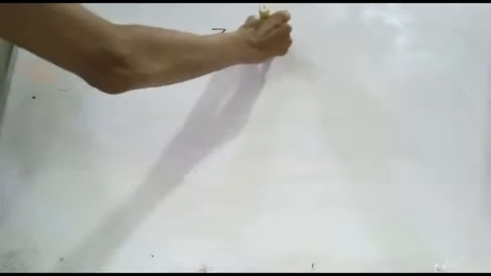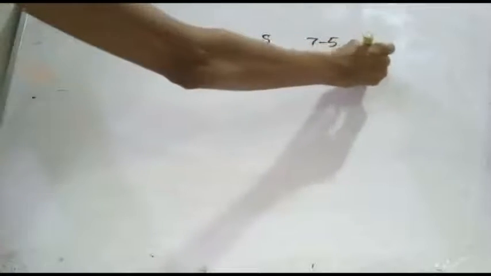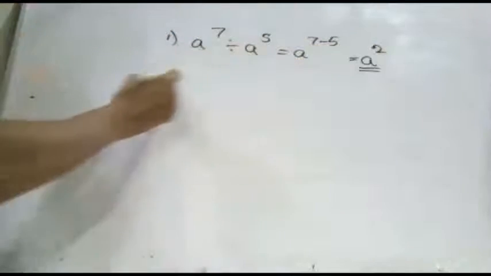Now simplify using the laws of indices. 1. a to the power 7 is divided by a to the power 5 is equal to a to the power 7 subtract 5 is equal to a to the power 2.